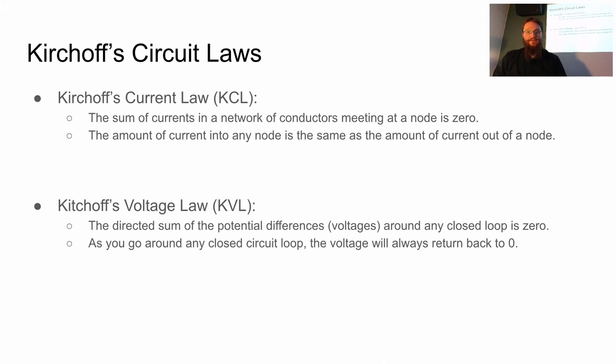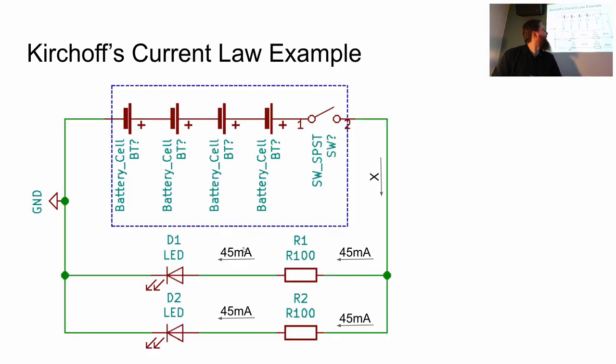The second one is Kirchhoff's voltage law. That says the directed sum of the potential differences, or voltages, around any closed loop is equal to zero. When he says directed, that brings up the point I made earlier: if you go from positive to negative, you get a positive voltage, and if you go from negative to positive, you get a negative voltage. So that comes into play in Kirchhoff's voltage law. Again, I'll have an example here in just a second.